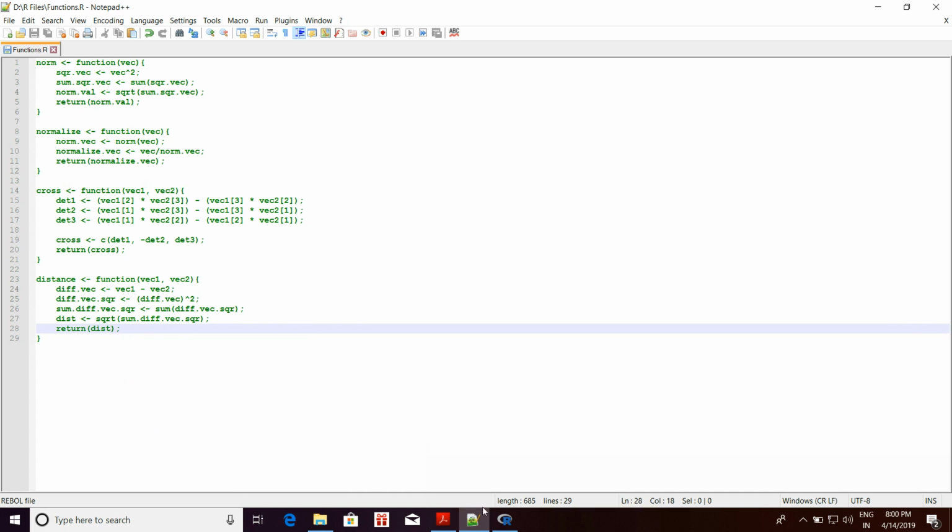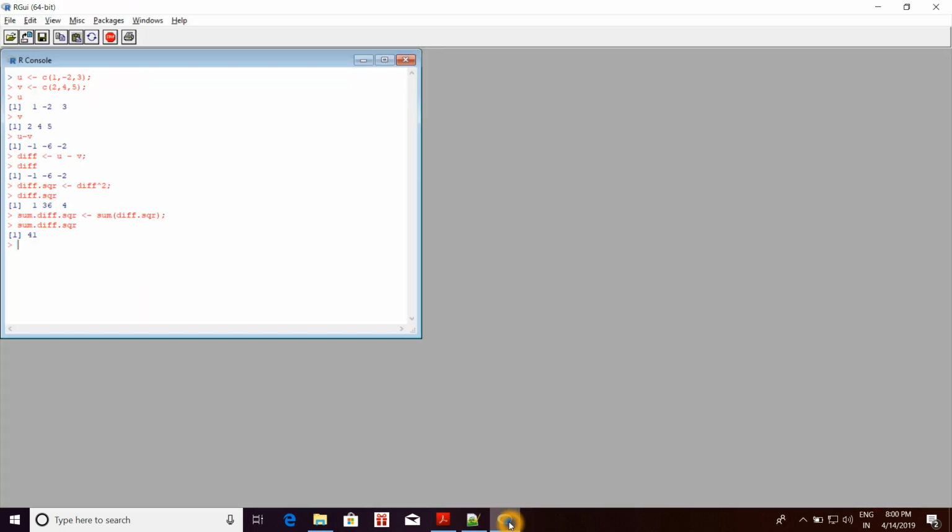So in order to execute this function, first we have to load the source. This is under D, then R files and then functions.r. So it is loaded. Now we can calculate dist equal to distance of two vectors u and v, and dist will be this. If we want to know the answer of 41, this is the same, so that is the correct function.